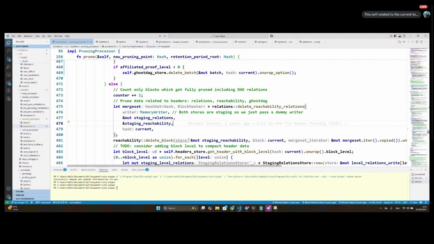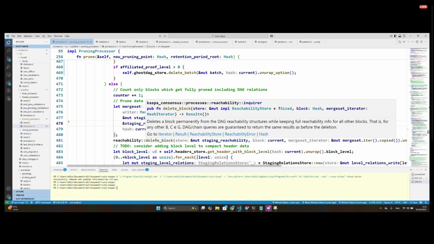But also, even without speaking about a crash, just in order to delete the reachability information related to this block, I actually need to know what its updated merge set is, because each block in its merge set holds it as a future covering item. I don't know if you saw that workshop. Essentially, in order to know where to delete me from, I need to go into my merge set. And so keeping the merge set is more complicated.